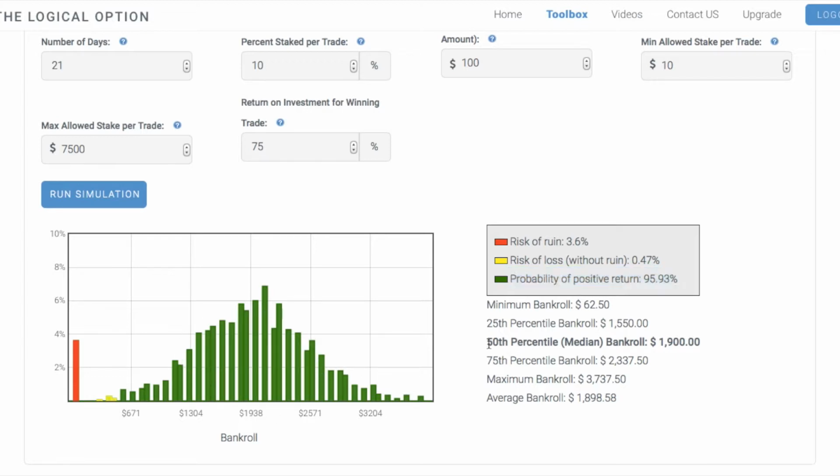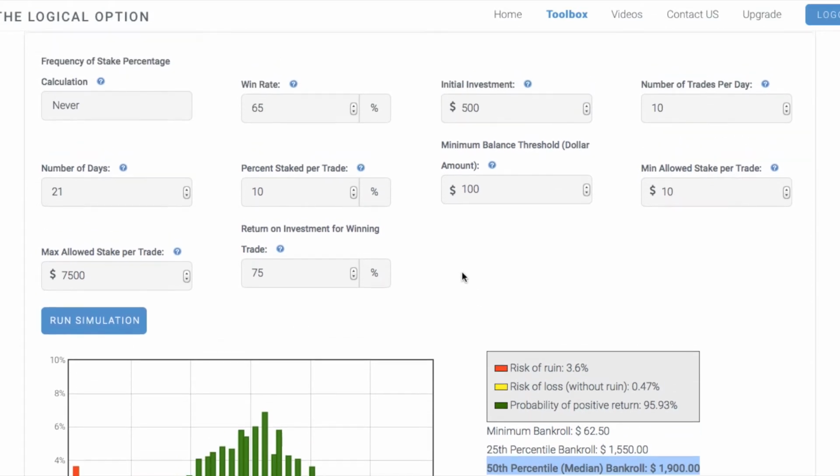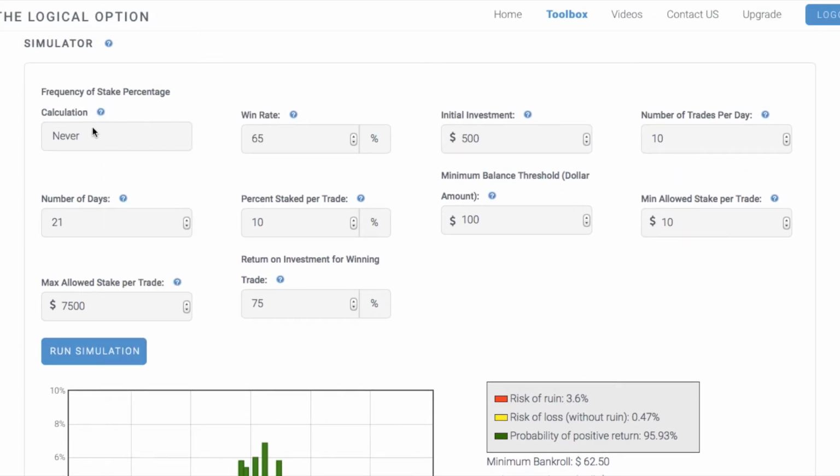So we have the 50th percentile at $1,900. So that's pretty good. And then you can look at the different percentiles and then the minimum, maximum, and average. So I'm going to direct your attention up here to this frequency of stake percent calculation. So we are going to change this to daily.